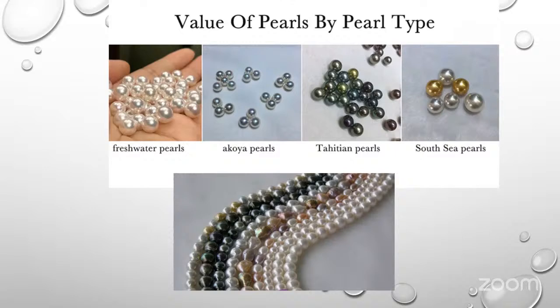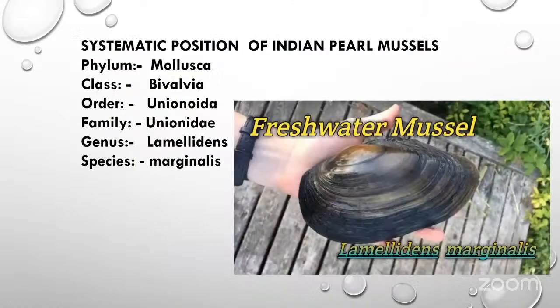So far we have discussed all the various systems: digestive system, excretory system, reproductive system, and all the systems. So let me just brief it once again. Lamellidens marginalis belongs to the phylum Mollusca, class Bivalvia, order Unionoida, family Unionidae, genus Lamellidens, species marginalis.